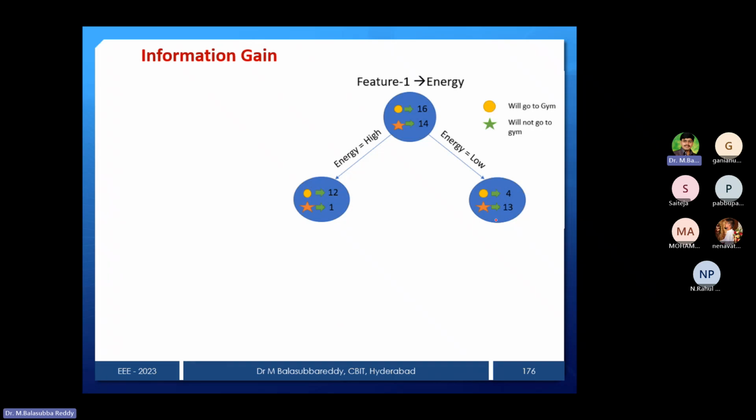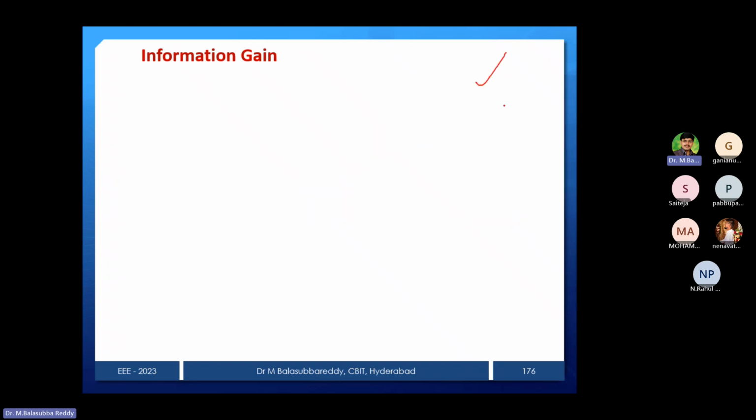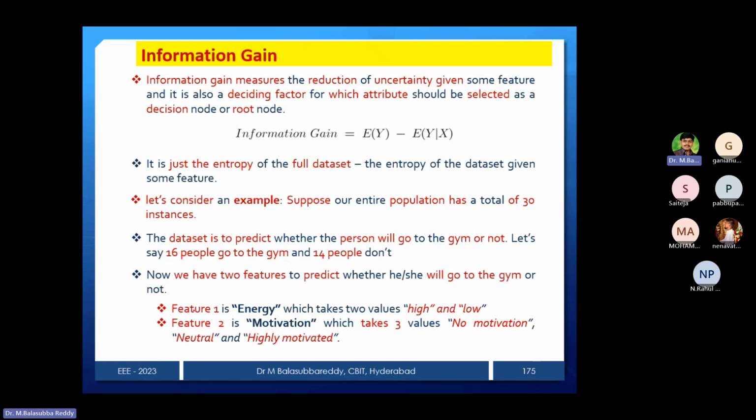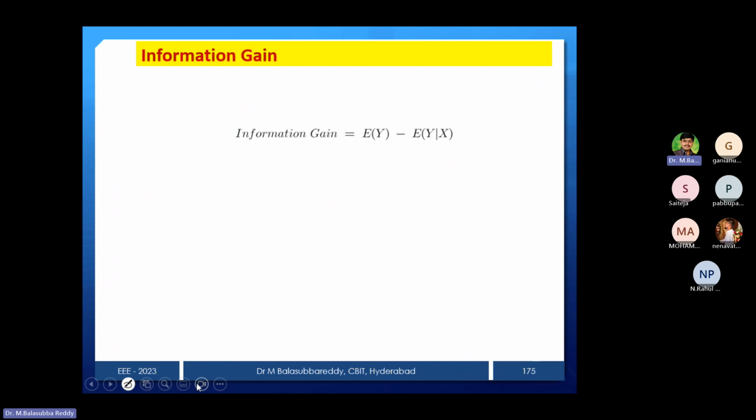Feature 1 is energy. Suppose I take energy as the root node, as in our previous problem. I'm explaining the theory part only. In tomorrow's class, we are going to give elaborate problems also, so that it is easy for you to understand the theory concepts as well. Energy is one feature, and motivation is another feature. Like that, we may have different data sets. You can see somewhere the data sets are given.